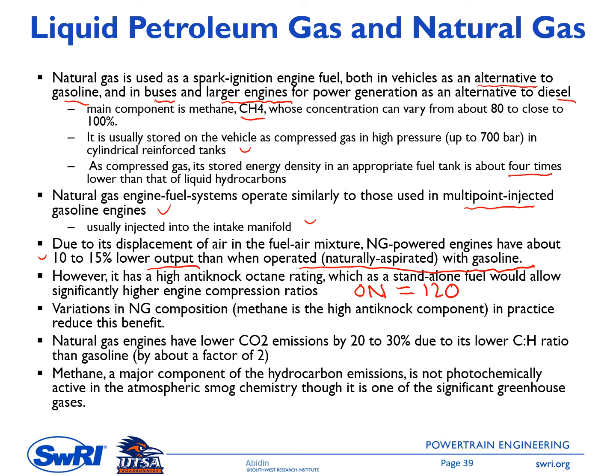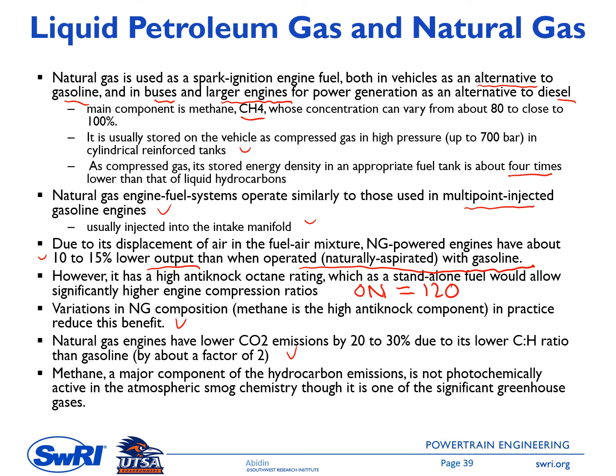So right now we can design natural gas compression ratio up to 13 to 1. Gasoline engine compression ratio is 9, 10, maybe 10.5. And then variation in natural gas composition, in practice, reduces this knock benefit. So if we can have, let's say, close to 100% methane inside natural gas, then it's good because methane has the highest anti-knock compared to the other natural gas components. So if the natural gas contains more propane and butane, then we will have a lower octane number.